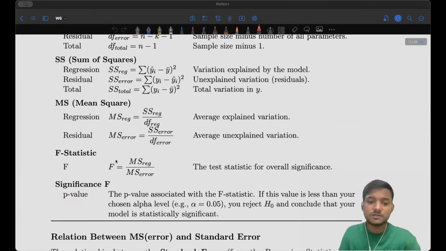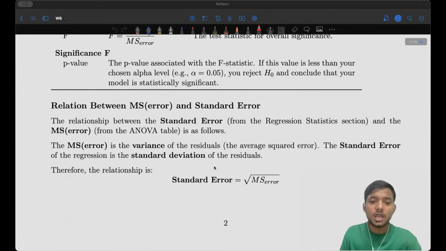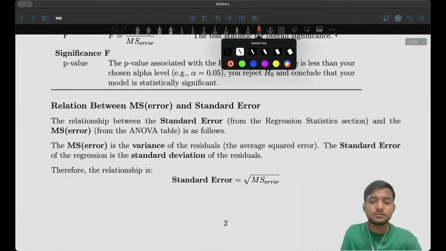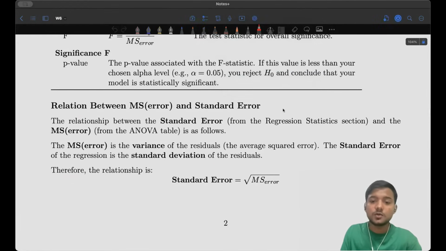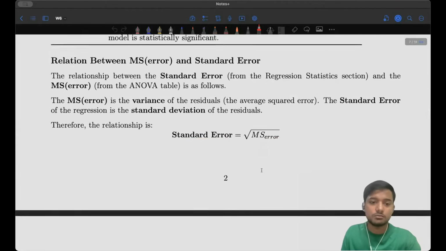Please read the remarks which I have given. This is very important. And this is again one important thing, how our mean square error and standard error are related. So standard error, or you can say root mean square error, RMSE, is equal to under root of mean square error or mean square residual. Both are kind of same.